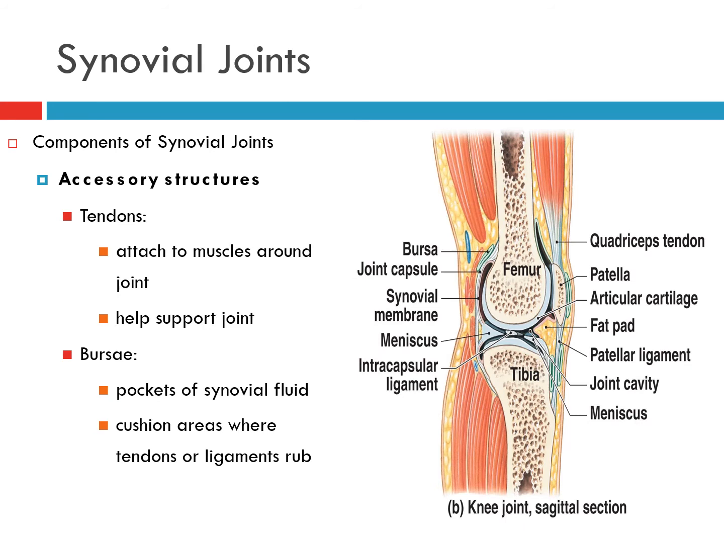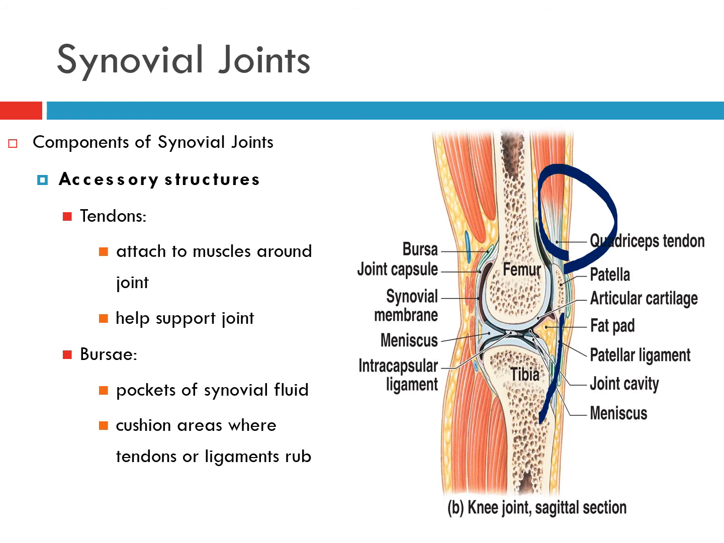Couple more accessory structures. We have tendons, which are attaching muscles into the bone around the joints. In order for a muscle to affect the joint, it must cross over that joint. So you can see here that the quadriceps tendon is attaching the quadriceps muscle into the patella, and then the patellar ligament is connecting the patella down into the tibia.